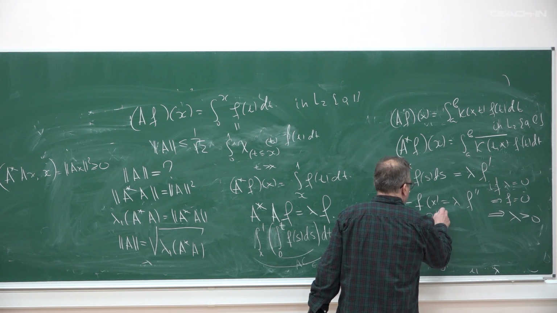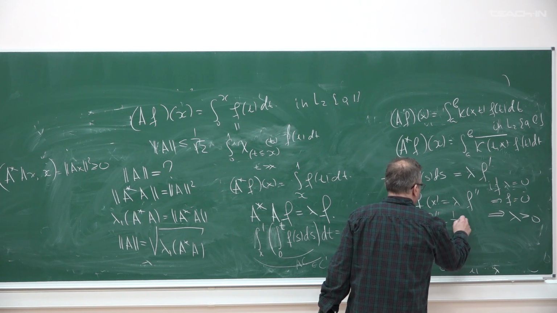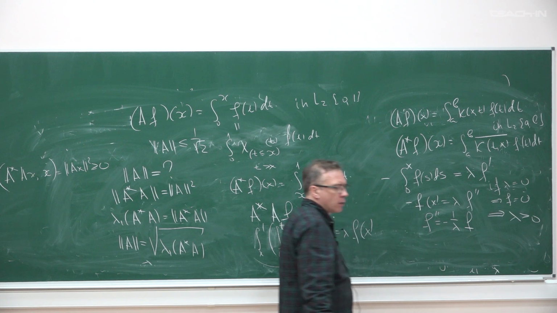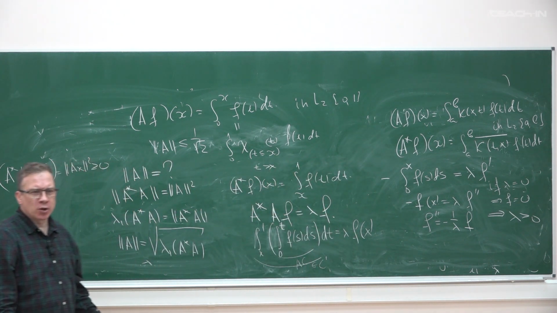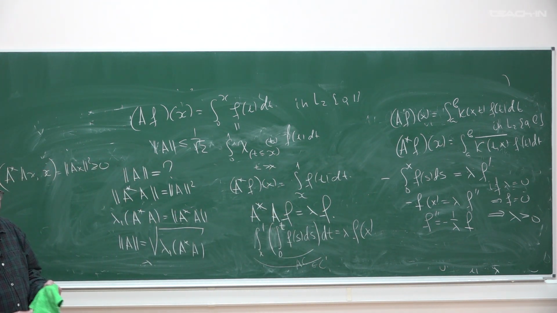So our differential equation looks like this. What is the solution of this equation? We know that lambda is positive, so it is sine and cosine.